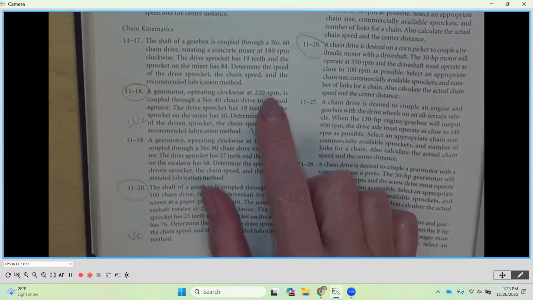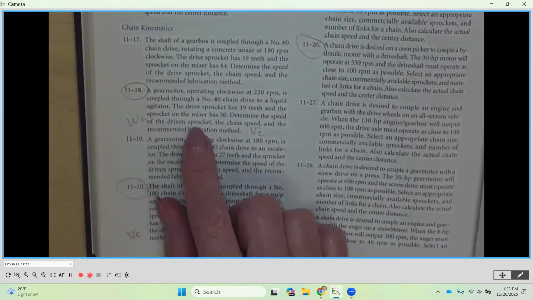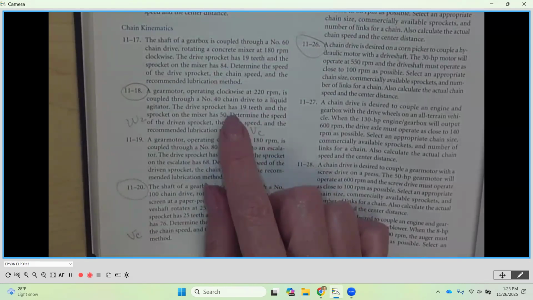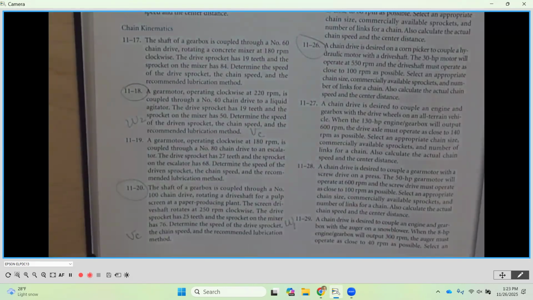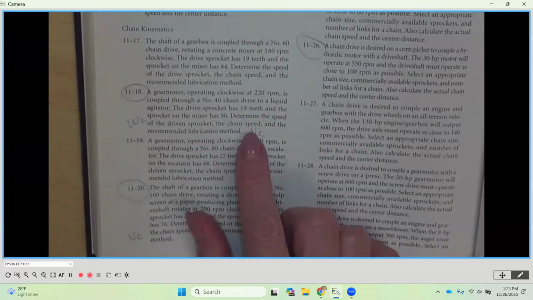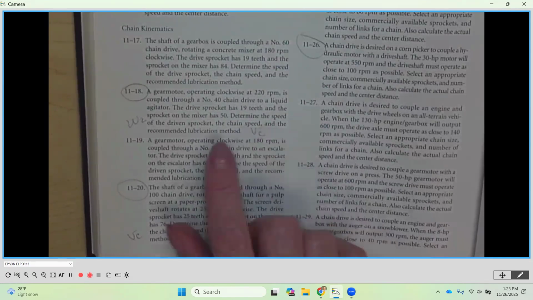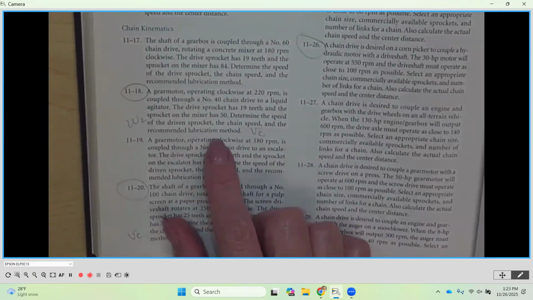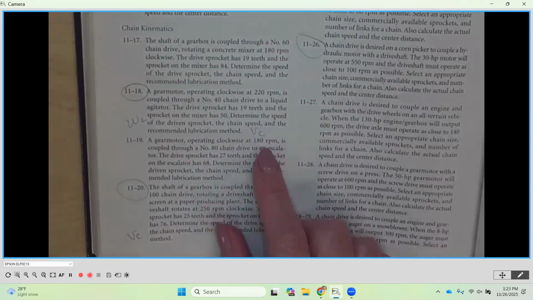So the driver is up here. The driven would be W2, so that would be the output, if you would. And then this is the number of teeth on each. So you want to use that velocity ratio equation. And then they also want you to find the chain speed and then let them know what the recommended lubrication type is based on how fast VC is going. Okay. So that's that low, moderate, or high speed.